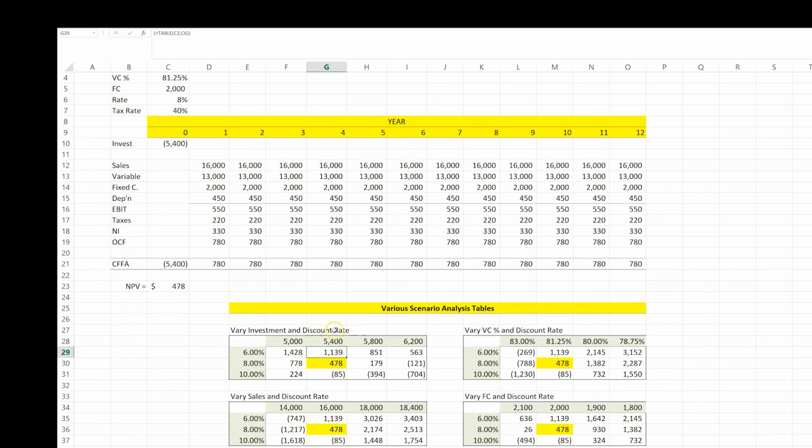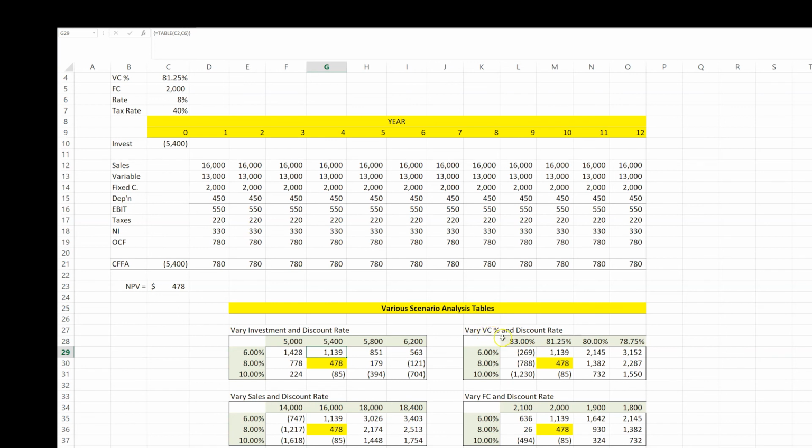For instance, when the investment required is our expected investment, 5.4 million, but the discount rate, the required rate of return, is lower than our expected required rate of return of 8%. And so when the risk is lower, remember risk and return go one for one. So if the return is lower, discount rate is lower, the required return is lower, my risk must be lower. Then I have a higher net present value because I have a lower risk. And you can see that we vary these across the board.